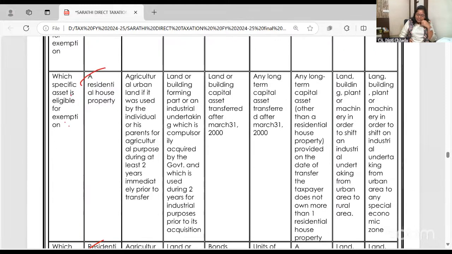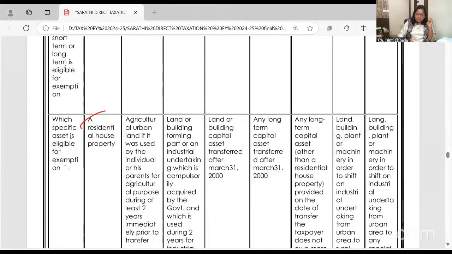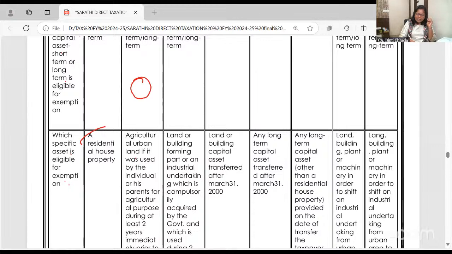Sell agricultural urban land. You know, agricultural urban land means in the heart of the city. What is agricultural rural land? If this is the city limit, leave 8 kilometers radius, and after that whatever is land, it's agricultural land. And if you are doing agricultural activity on that agricultural land, it's your agricultural income. We have already completed the agricultural income chapter.